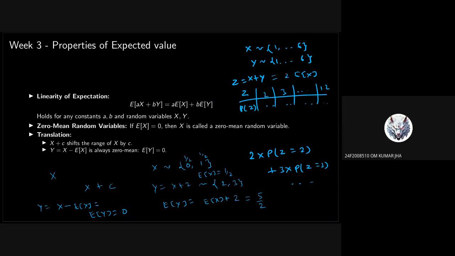In the table where you have x and y, why have we ignored one? Since we have z equals x plus y, what is the minimum value that z can take? What is the minimum value that x can take? It can take a minimum value of 1. Y can also take a minimum value of 1. So 1 plus 1, 2.